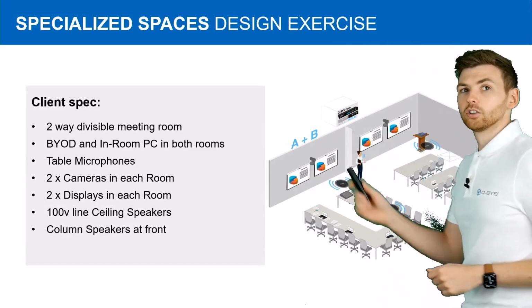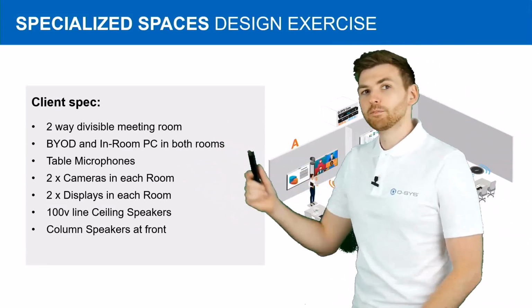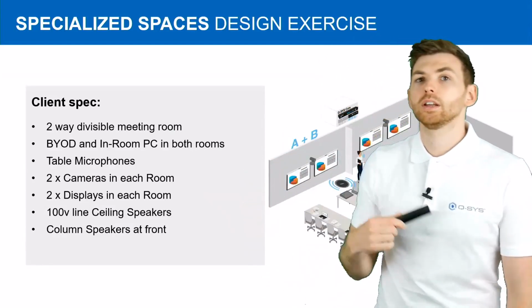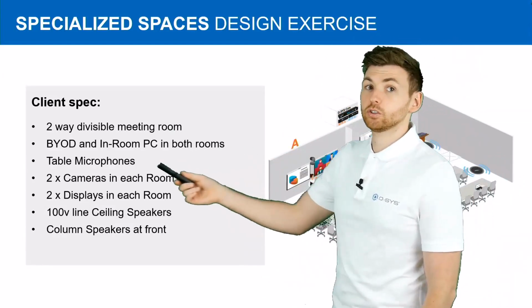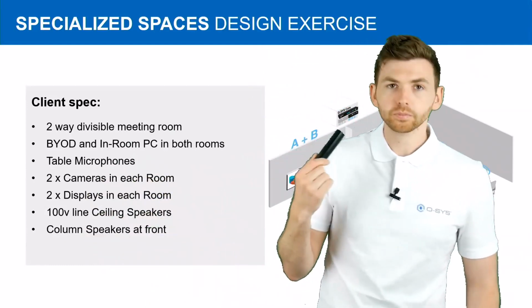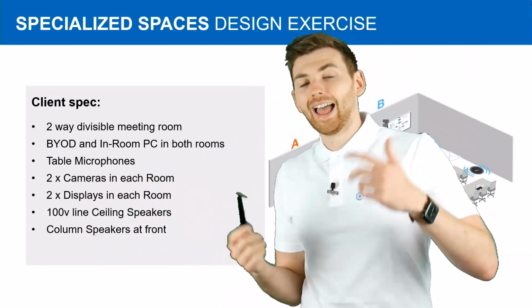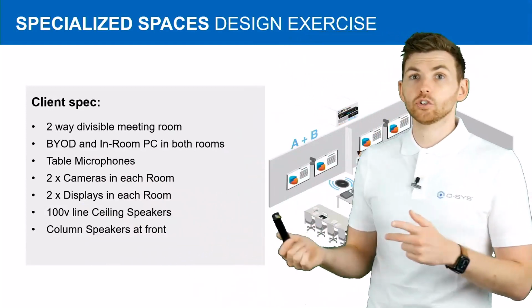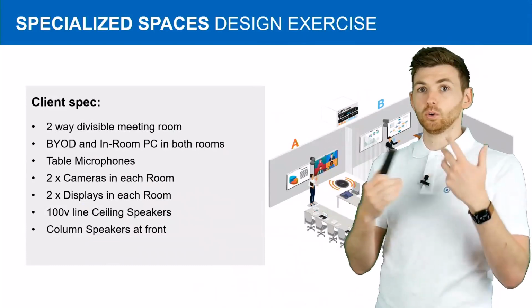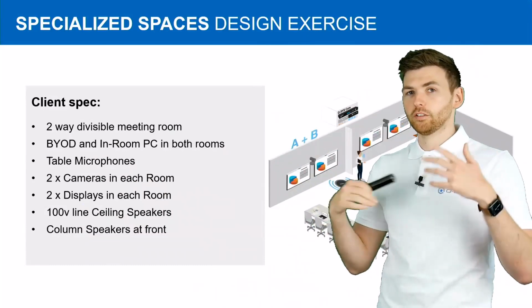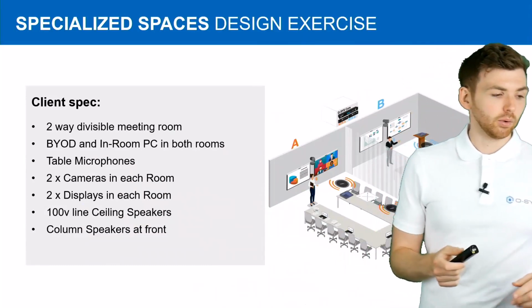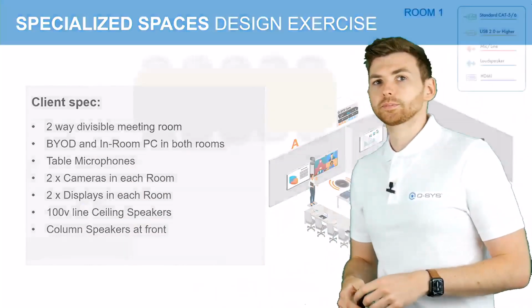So here we have a 2-way divisible meeting room. We want to have BYOD and an in-room PC in both rooms. Table mics, cameras, 2 cameras in each room, so 4 total, 2 displays in each room, ceiling speakers and column speakers at the front in each room. And obviously, when the rooms open up, we need to be able to send video, audio, control from any room to any other room, basically. So let's have a look at how this is going to work, guys.